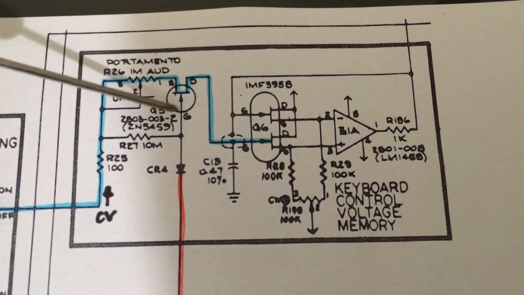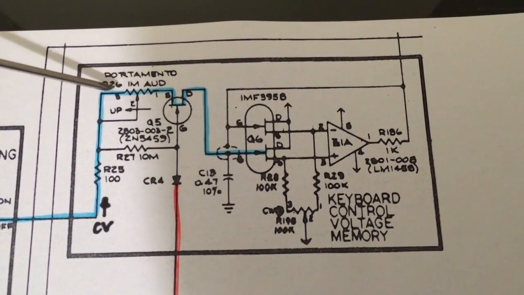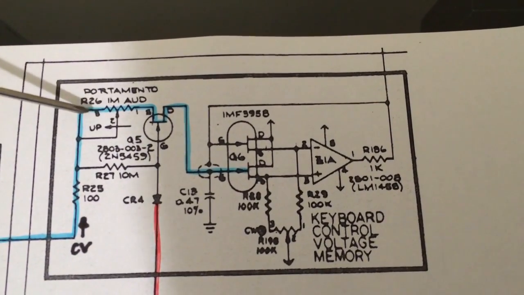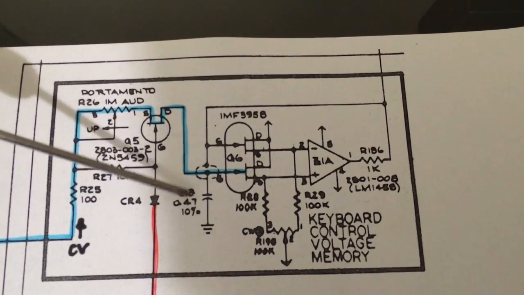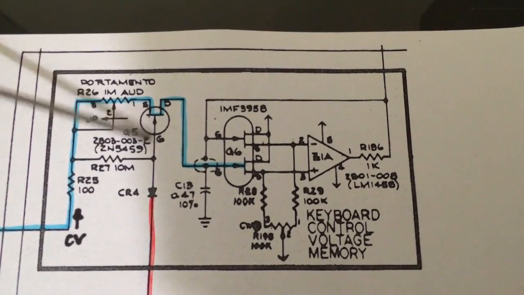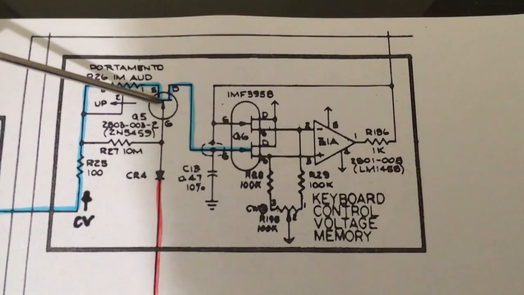So I think it's a JFET actually, and it just opens and closes to let that voltage through into the hold circuit. Now, when we sample that voltage, it fills up this capacitor. It's quite a large capacitor. And then when the key is released, this FET closes.